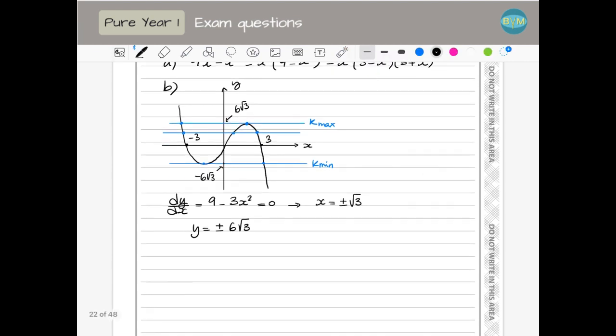I have to write that in set notation. So I'm going to write k with these curly brackets, between minus 6 root 3 and 6 root 3. And I don't include the equals on purpose, because remember, when it's equal, I have only 2 points of intersection. It needs to be strictly smaller than and greater than, so don't include the equals. And that's the answer.